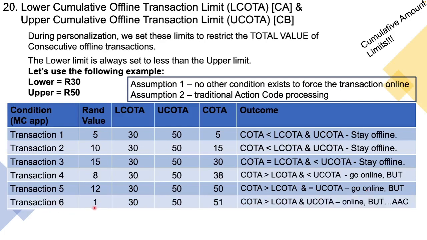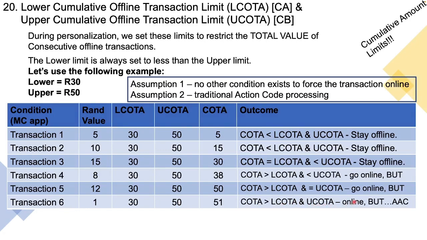Transaction 6 is a 1 Rand transaction value. Okay, yeah, at today's rate, probably 2 pieces of Chappies bubblegum. Previous quota value was 50 plus the 1 Rand for this transaction makes it 51. Have we breached the LCOTA value? We have. Have we breached the UCOTA value? We have. Okay, so what this means is that we now need to go online.